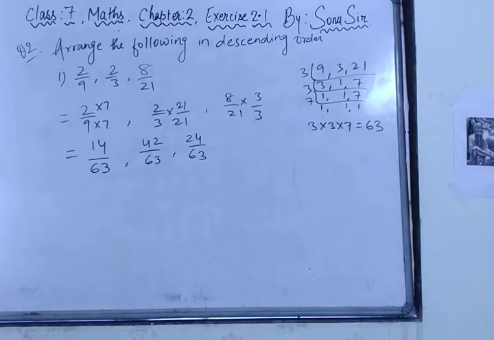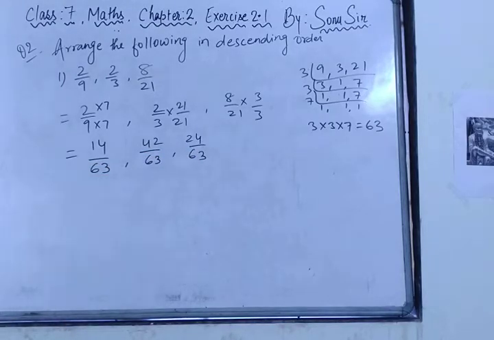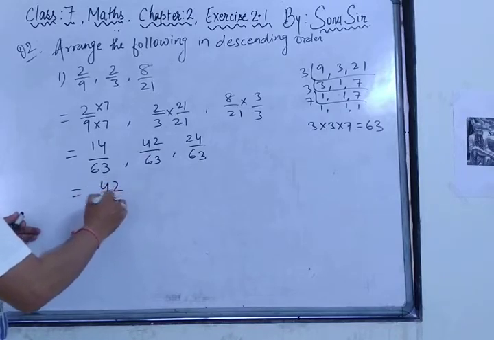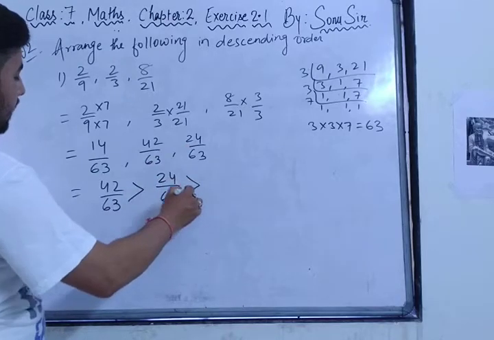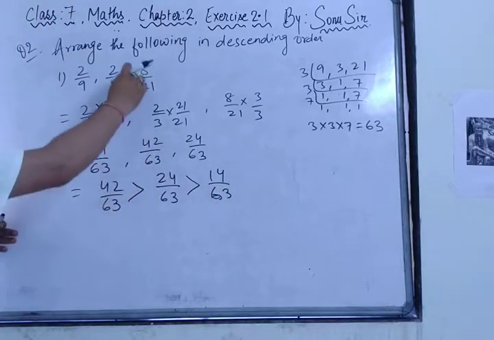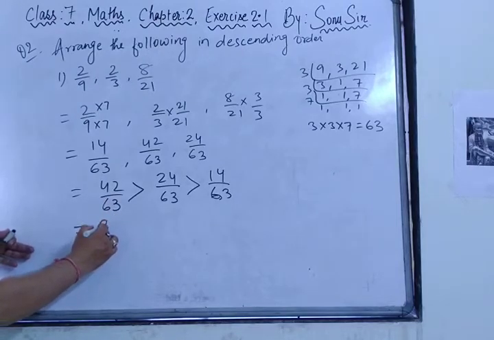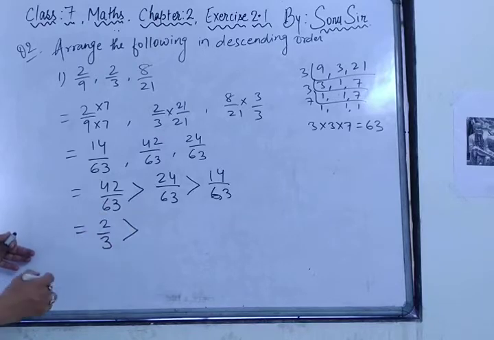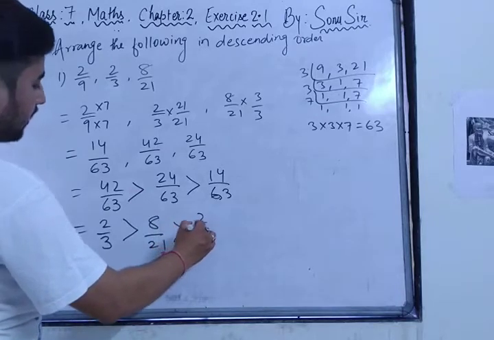You have to just see here. 42 is greater than 24. So if you want to arrange these numbers into descending order, meaning greater to smaller, here you can see how you will write it. 42 by 63 is greater than 24 by 63 is greater than 14 by 63, right? And which number was this? 42 by 63 is 2 by 3, right? So instead of 42 by 63, you can write 2 by 3 is greater than 8 by 21 is greater than 2 by 9. Got it?